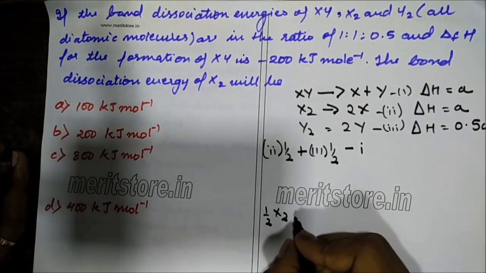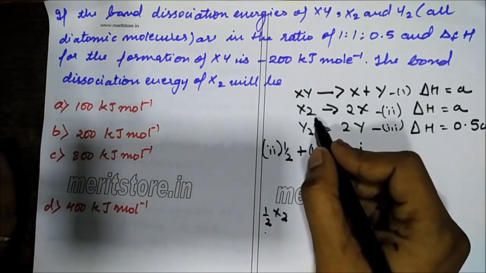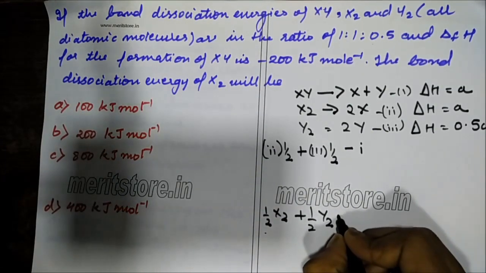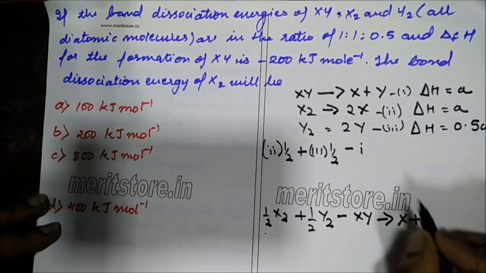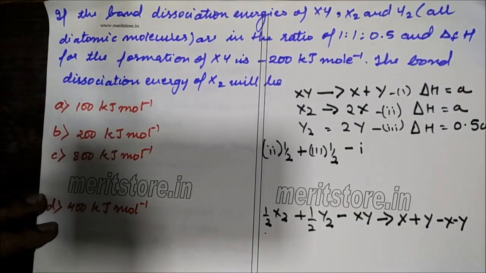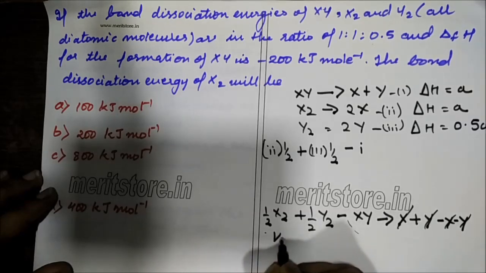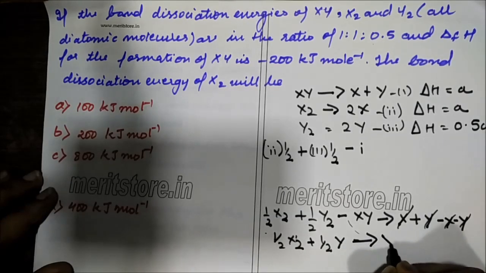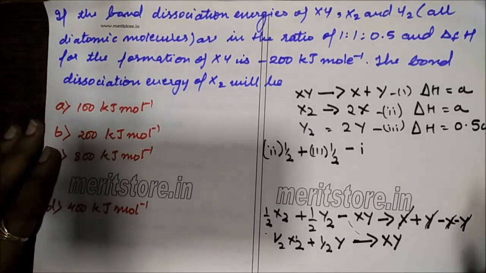See, equation 2 I am multiplying by half, so it is half X2, then plus half Y2, minus XY will give me half X2, that means only X, plus half Y2, which means only Y, minus X minus Y. Since I'm doing equation 1, I'm subtracting it from the addition of 2 and 3. So all the X, Y terms get cancelled. So minus XY, when it goes on the other side, I'm getting half X2 plus half Y2 would give me XY.